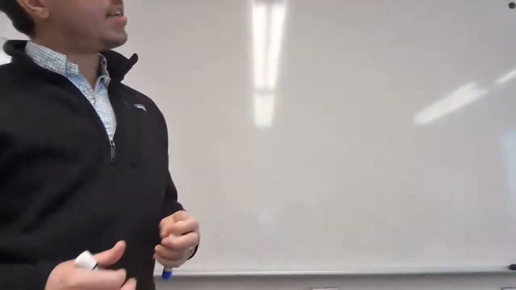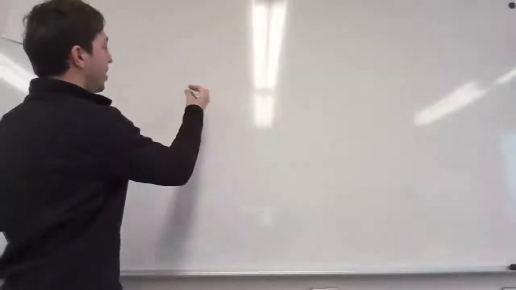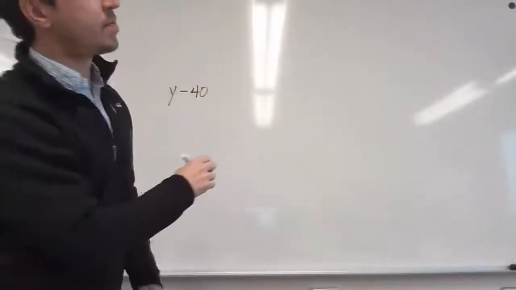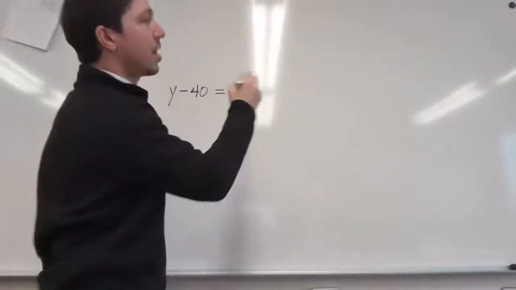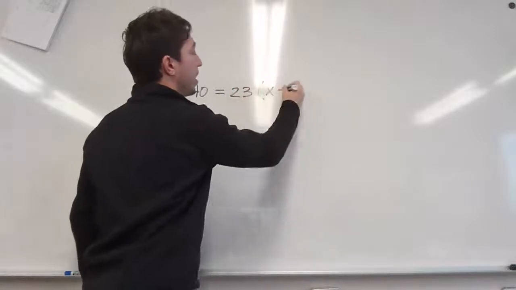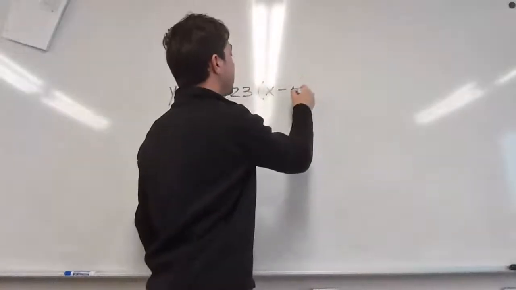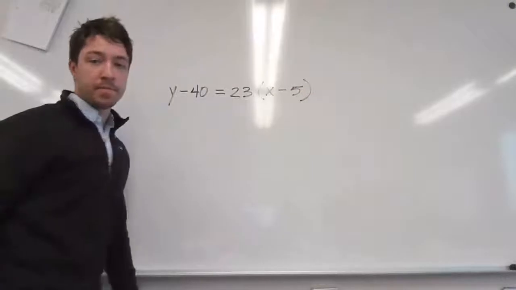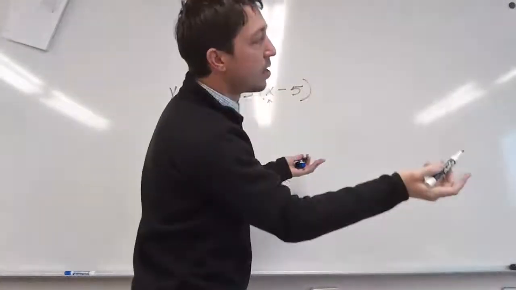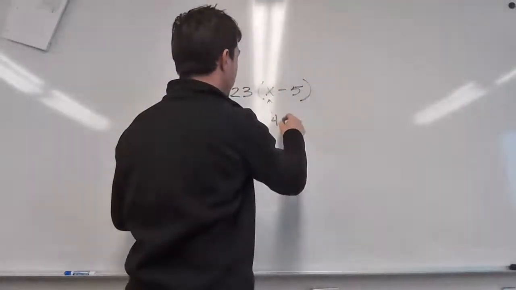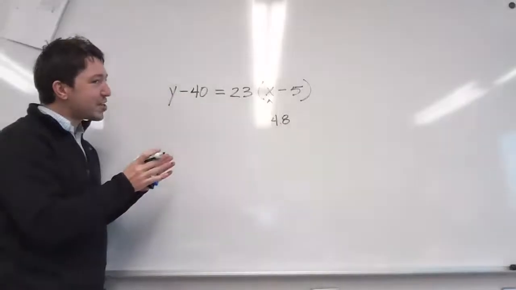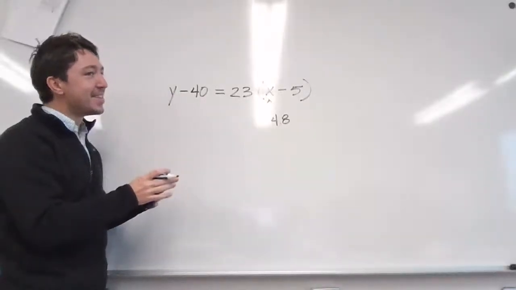Okay, number 8, very similar. It's going to be y minus 40, 40 is my y value, equals, what's my slope? 23 times x minus 5. You guys all cool with that? Make sense? What gets plugged in? 4.8. Now a little bit, maybe a little bit more challenging, possibly.